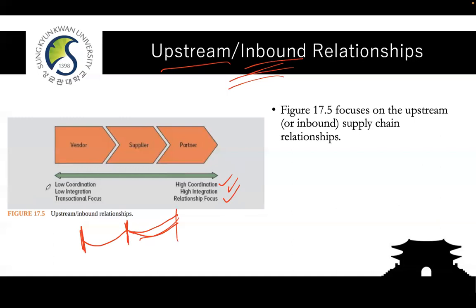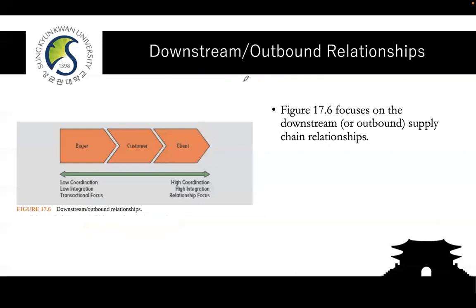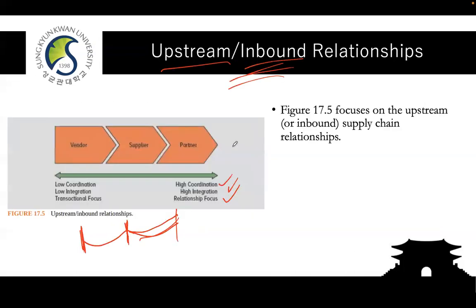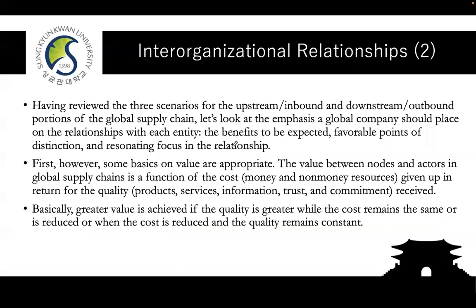On the other hand, the vendor is low coordination, low integration, and only a transactional focus and transactional style. On the other hand, for the outbound, the downstream relationship, the lowest level of relationship is called buyer, then higher is called customer, and finally the highest level of relationship is called client. So higher coordination, higher integration, and relationship focus. So we have two sides of the story: the inbound relationship and the outbound. Different names, different levels of relationship.